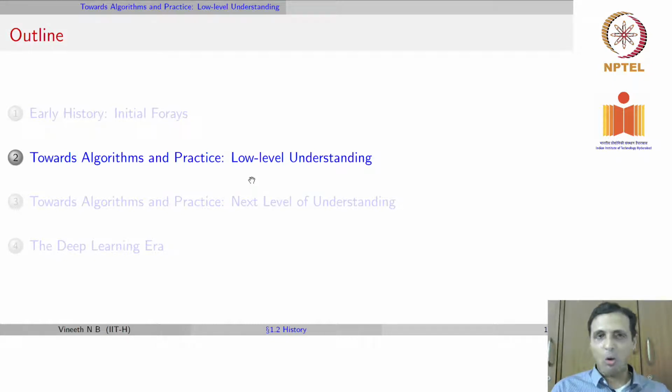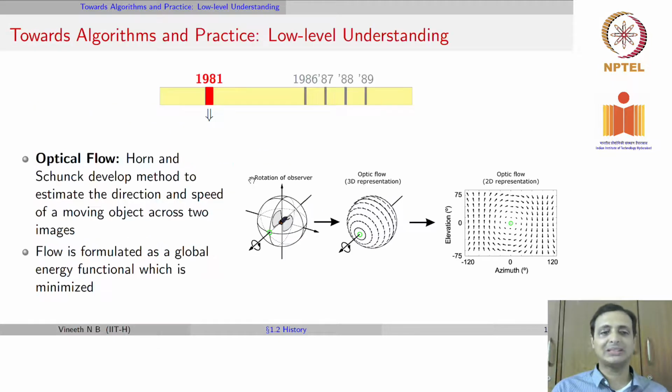So we may not cover all of the methods, but at least some of the important ones as we go forward. In 1981, there was a very popular method called optical flow, which was developed by Horn and Schunck. The idea of this method was to understand and estimate the direction and speed of a moving object across two images captured in a time lag. So if an object moved from position A to position B, then what was the velocity of that object across the two images? So flow was formulated as a global energy functional, which was minimized, and the solution was obtained.